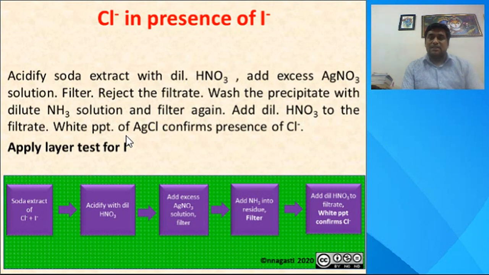If we add dilute HNO3, then what will happen? Silver chloride will reappear in the form of white precipitate, and that confirms the presence of chloride. And to test iodide, apply the layer test.